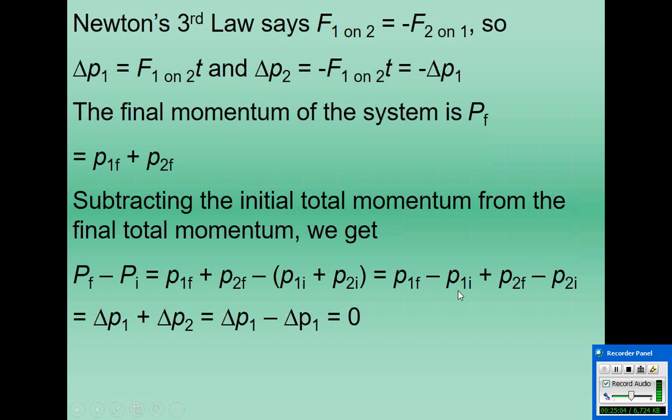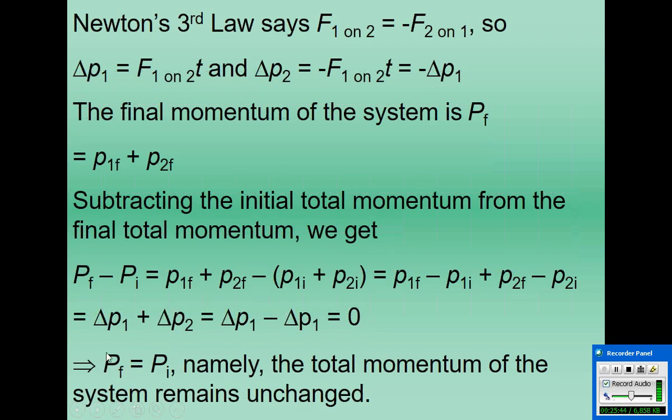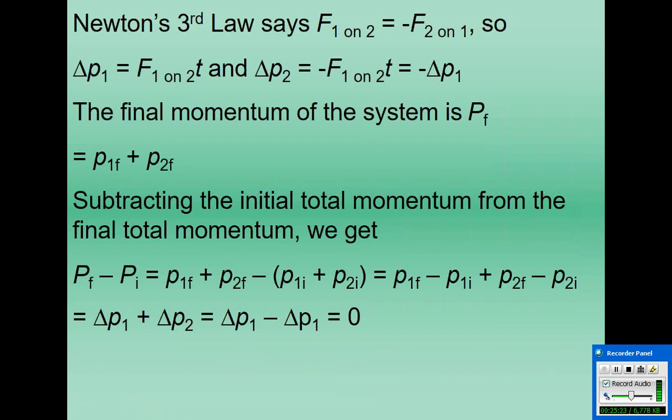Well, p1 final minus p1 initial is the change in momentum for object 1. p2 final minus p2 initial is the change in momentum for object 2. And we established that delta p2 is equal but opposite to delta p1. So I could say that delta p2 is minus delta p1, and therefore delta p1 plus delta p2 is equal to delta p1 minus delta p1 equals 0. Final momentum of the system minus the initial momentum of the system equals 0. In other words, the final momentum of the system is equal to the initial momentum of the system. Now, if you didn't follow all of that derivation, that's okay.